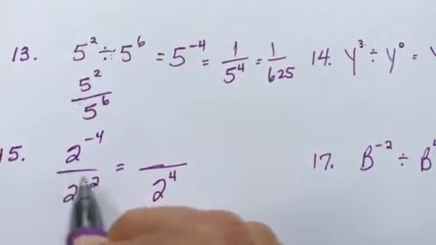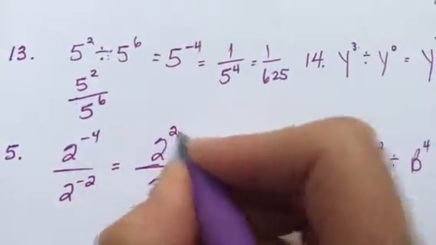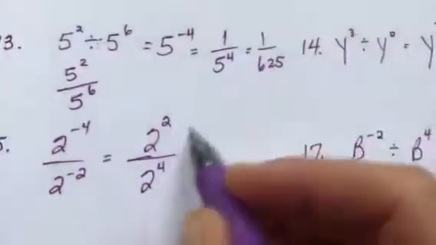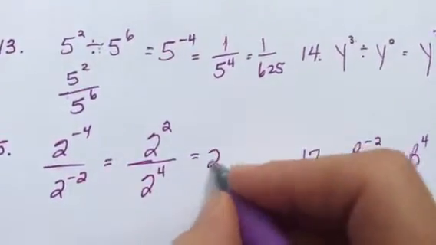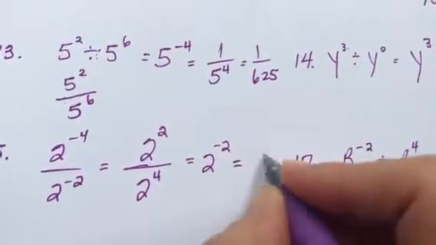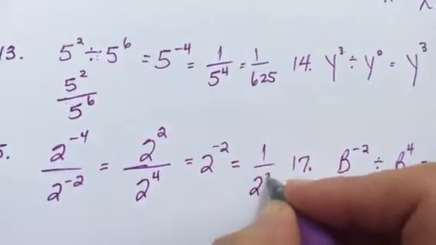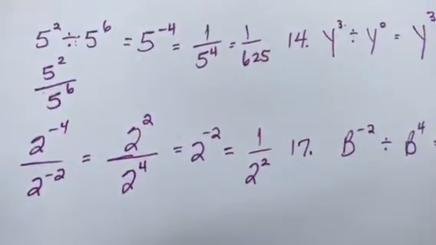Same thing here in the bottom. I want to get rid of it, so I'm going to flip it to the top. So I'm going to have 2 to the 2nd. Now, I can subtract this. 2 minus 4 is negative 2. Okay, when I subtract, but I don't want negative exponents, so I'm going to put him on the bottom. Which, by the way, that would be 1/4. So my final answer should be 1/4.